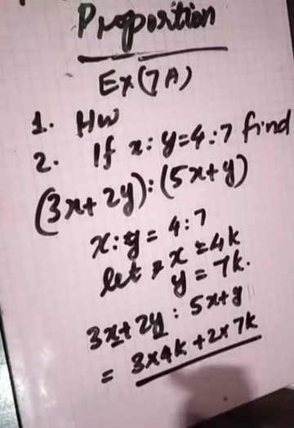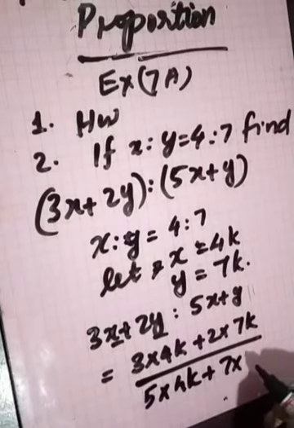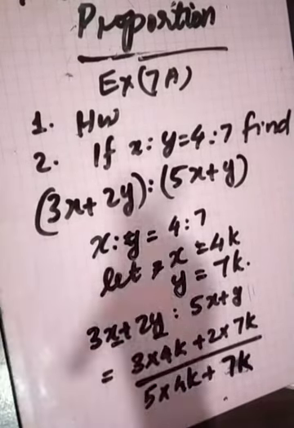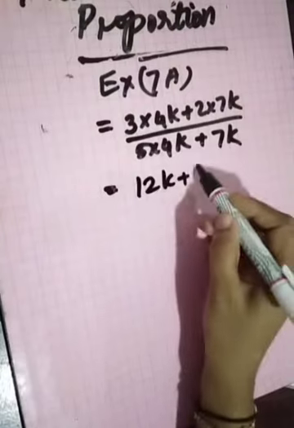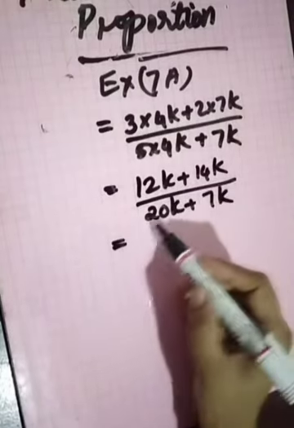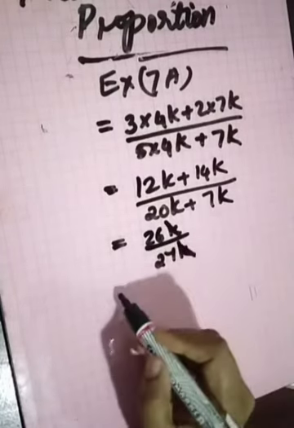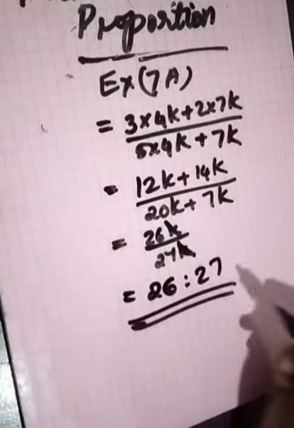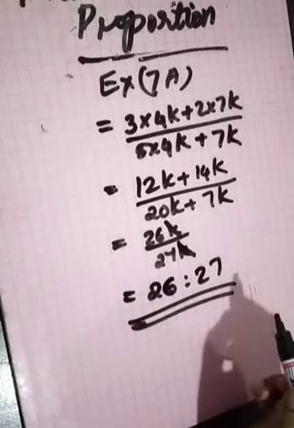Ratio we can write in fraction form also, that is 5 into 4k plus 7 into, it's 5x plus y only, that is 7k. That's equal to 3 4s are 12k plus 14k divided by 20k plus 7k. We can add, they are like terms, no? So 26k by 27k. We can cancel out the k. So how can we write in ratio form? We can't simplify it further. So 26 is to 27 is the required answer, because the question is in the form of ratio. So the answer should be expressed in ratio form.